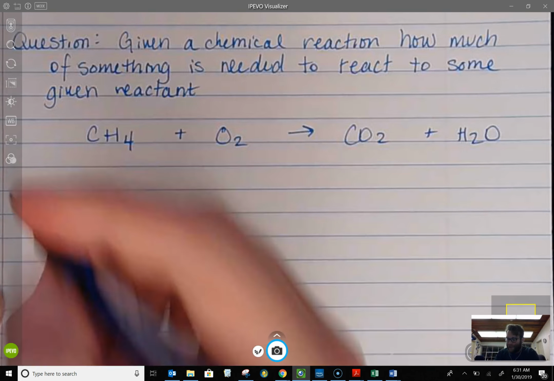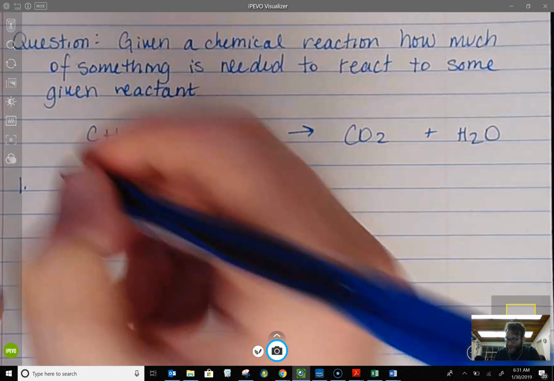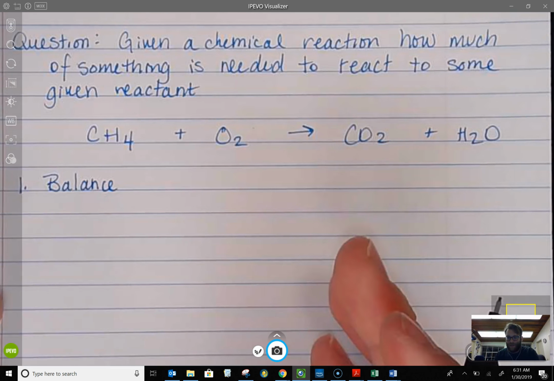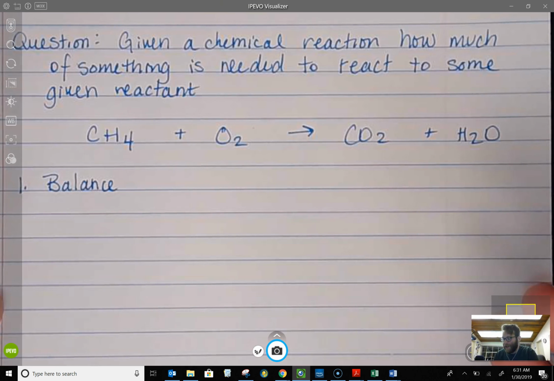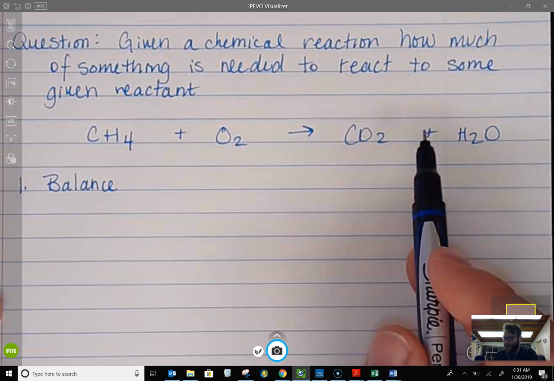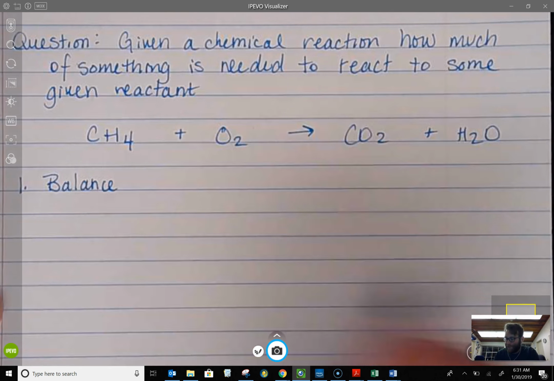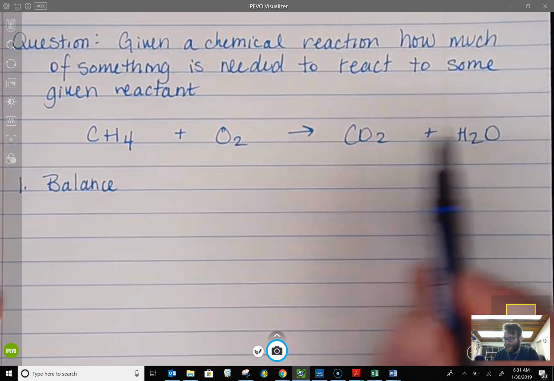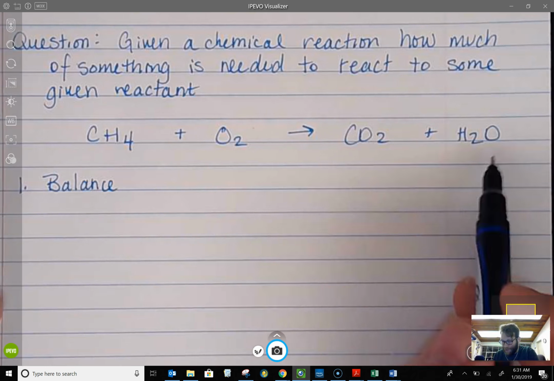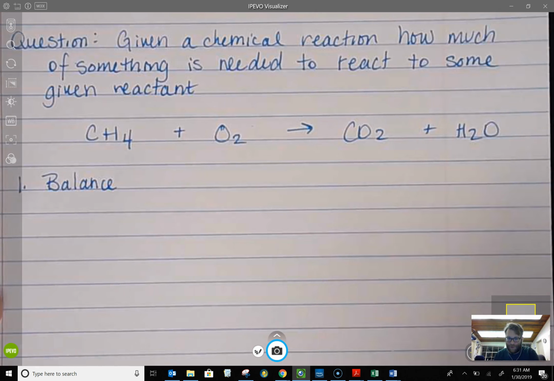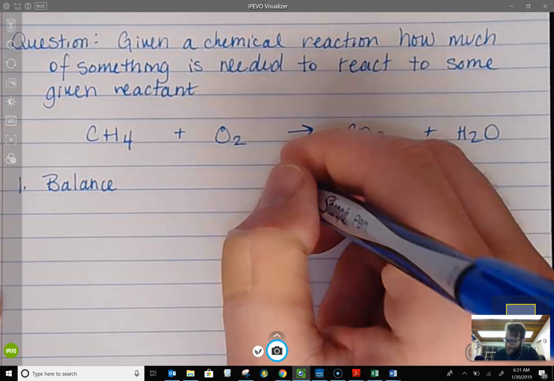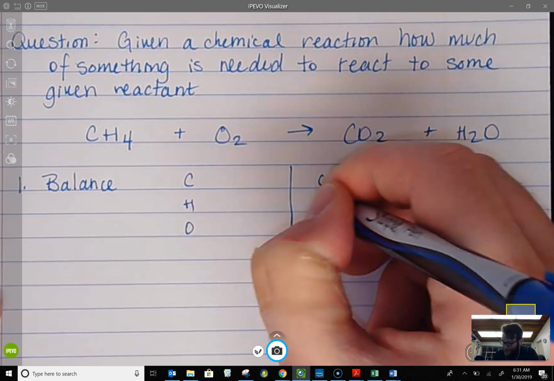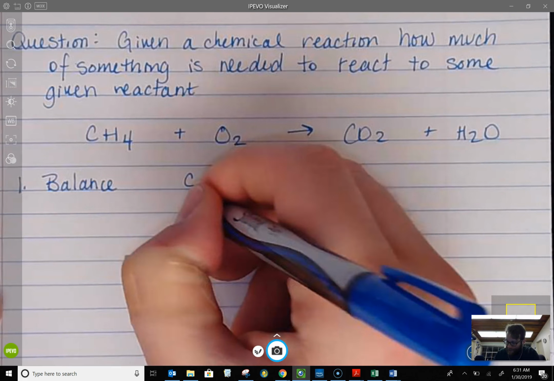So the first thing that I need to do whenever I'm doing any kind of stoichiometry is balance my reaction to make sure that what I'm looking at is what's truly happening, so that I have the same amount of matter before in my reactants as I do in my products. Looking at this chemical reaction, I can already tell that it's not balanced. I have an unequal number of hydrogens and an unequal number of oxygens on both sides of my reaction. Going through my steps of balancing a chemical reaction, I've got carbon, hydrogen, and oxygen on both sides because this is a combustion reaction.